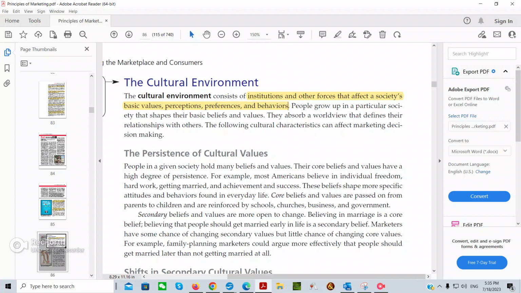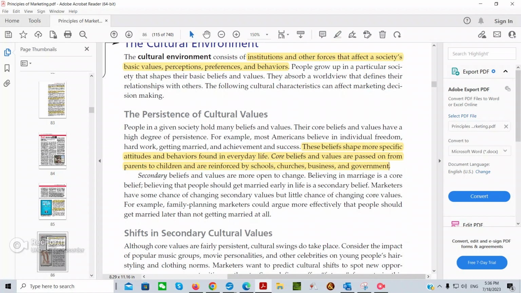The first one is persistence of cultural values. People in a given society hold many beliefs and values. Core beliefs and values have a high degree of persistence. For example, most Americans believe in individual freedom, hard work, getting married, and achievement and success. These beliefs shape more specific attitudes and behaviors found in everyday life. Our core beliefs and values are passed on from parents to children and are reinforced by schools, churches, businesses, and government.